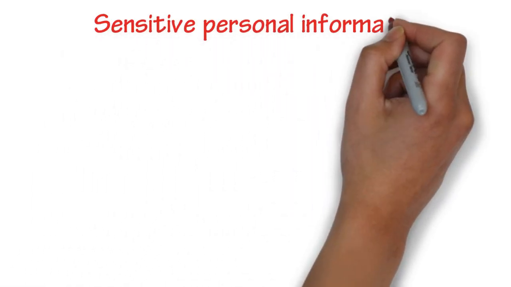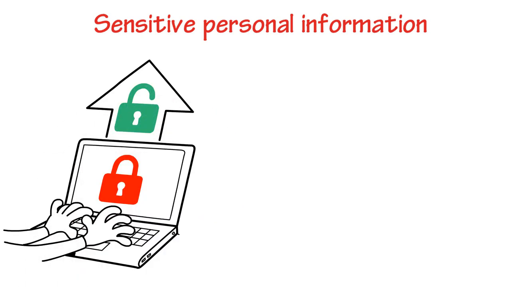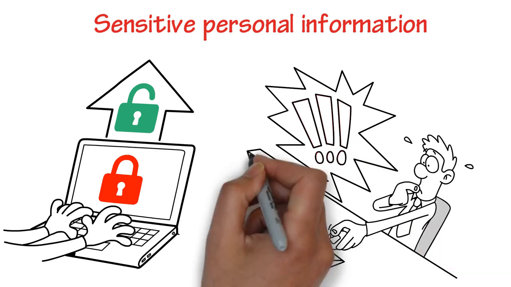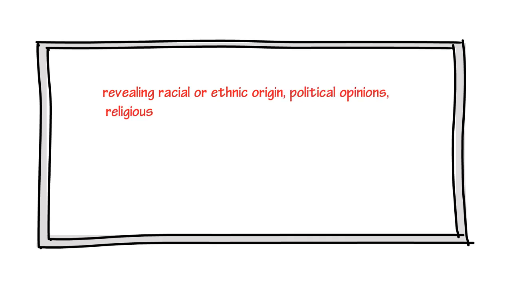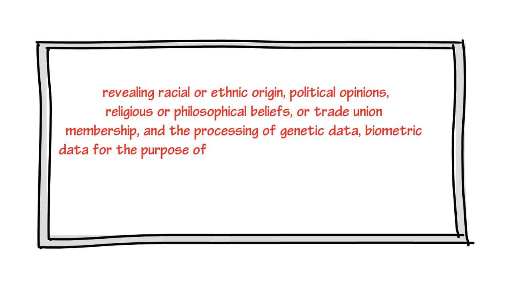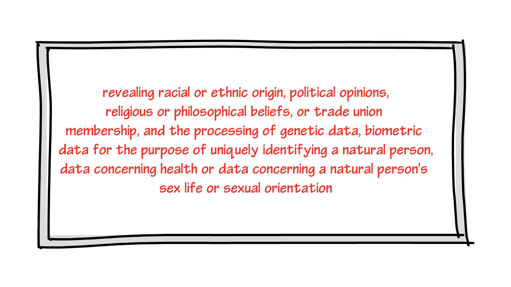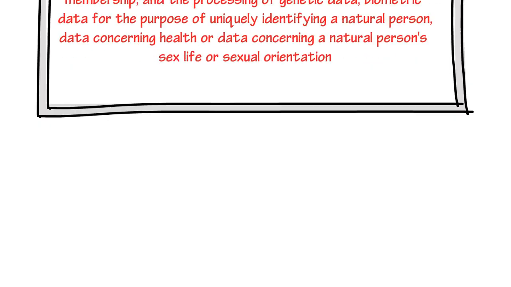Sensitive personal information. Some types of personal data need additional protection. The processing can lead to a significant risk for individual fundamental rights and fundamental freedoms. It is about personal data revealing racial or ethnic origin, political opinions, religious or philosophical beliefs, or trade union membership, and the processing of genetic data, biometric data for the purpose of uniquely identifying a natural person, data concerning health, or data concerning a natural person's sex life or sexual orientation.